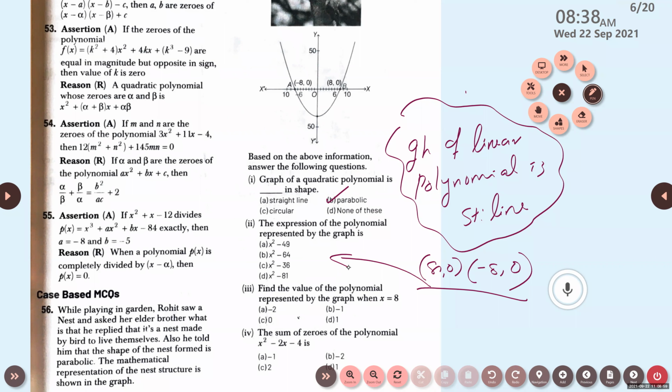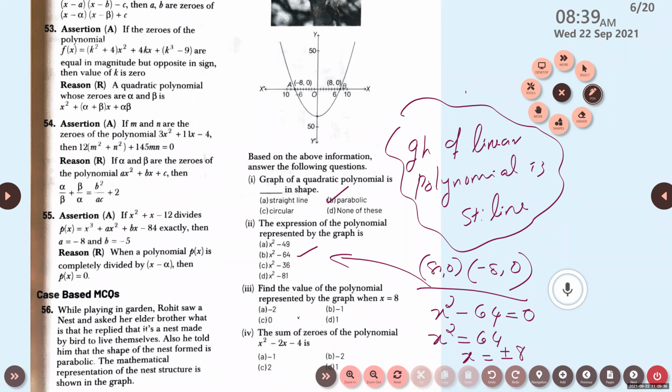Option B. X square minus 64. How can we find this? Because x square equal to 64, x equal to plus or minus 8. So 80 and minus 80. So option B, x square minus 64, is the correct option. Understood how to find? Because the points are 80 and minus 80, when we solve x square minus 64, we will get x equal to plus 8 and minus 8.